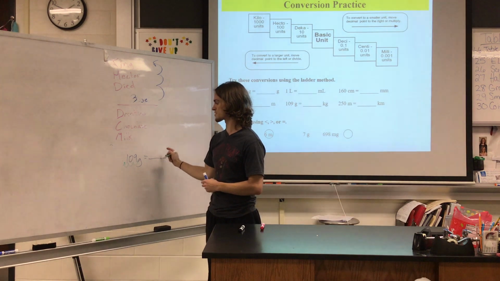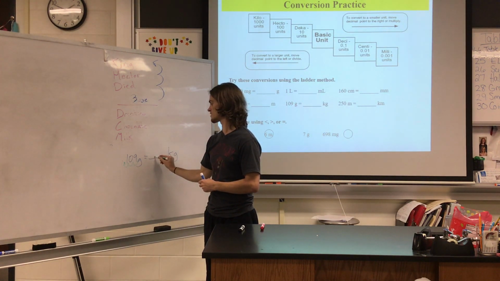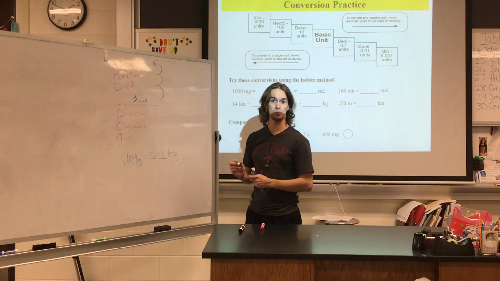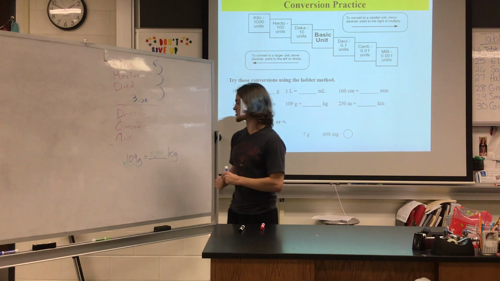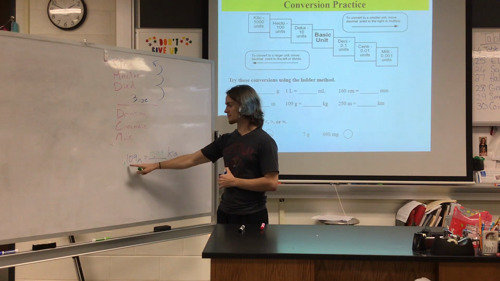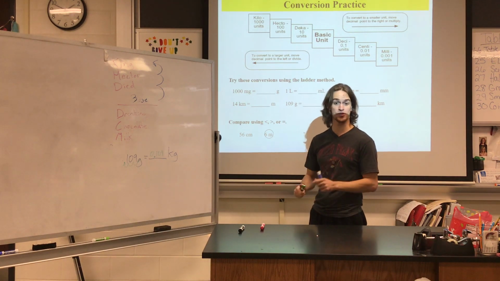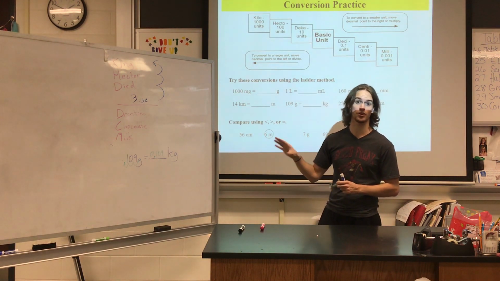So for kilograms, I will have 0.109, and then I will put a 0 there. Make sure you have the 0 present. 0.109. So the same way, it doesn't matter how many numbers there are or how many zeros there are, you can always use this method when we're dealing with the metric system.